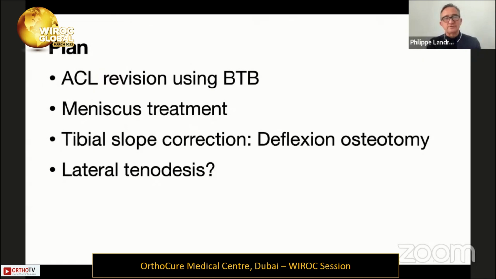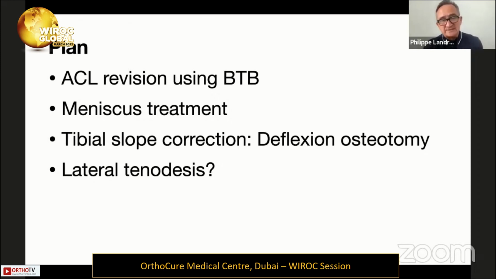So what was the plan for this patient? ACL using BTB because the hamstring was already used, meniscus management and treatment, tibial slope correction, because for this revision we don't want to have a risk for the new graft if we don't correct the excessive tibial slope. The question is about the lateral tenodesis.